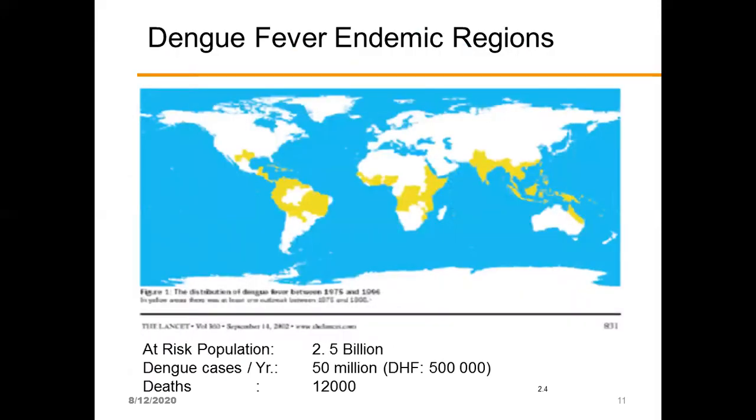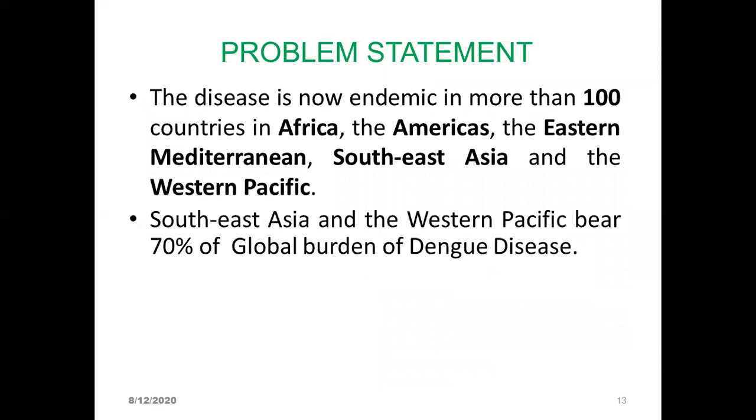Globally, 2.5 billion people are at risk of dengue disease. 50 million cases are occurring worldwide in a year, and from which 5 lakhs are suffering from dengue hemorrhagic fever, and from which 12,000 deaths are occurring due to the complications of dengue disease. The disease is now endemic in more than 100 countries in Africa, America, Eastern Mediterranean, Southeast Asia, and the Western Pacific. Endemic means the usual presence of the disease. Southeast Asia and the Western Pacific bear 70% of the global burden of the dengue disease.